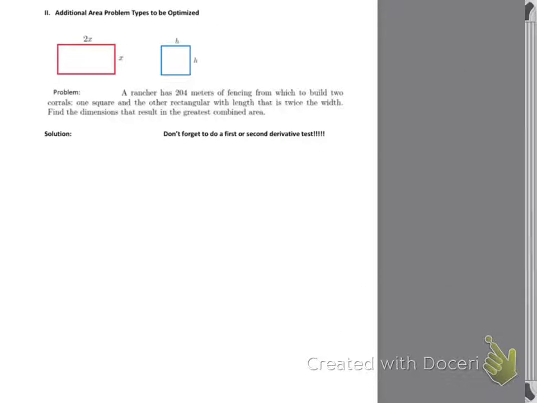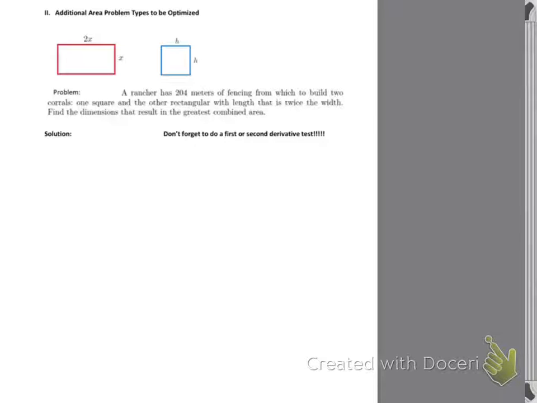Okay, in this problem, we're going to go back to problems that are similar to what we covered in 2.5, which was just straight up optimization. So we're going to read the problem and identify a constraint and an objective function. Okay, so let's go ahead and we'll read the problem. So it says, a rancher has 204 meters of fencing from which to build 2 corrals. One corral is square and the other rectangle with length that is twice the width. Find the dimensions that result in the greatest combined area.